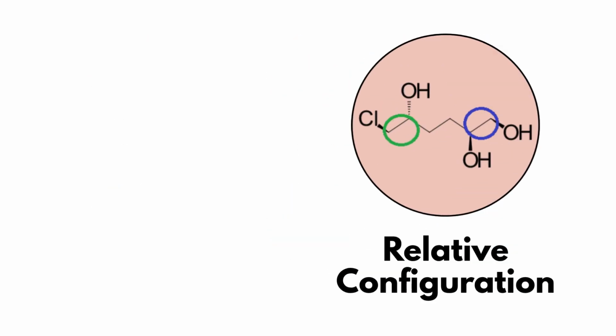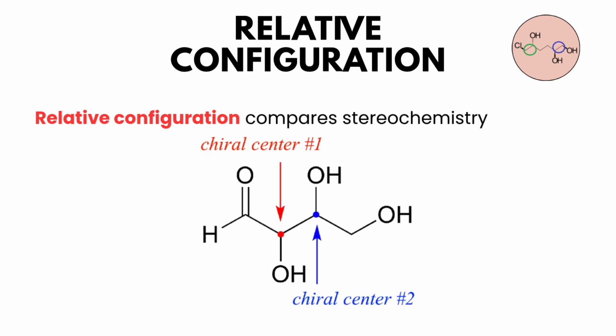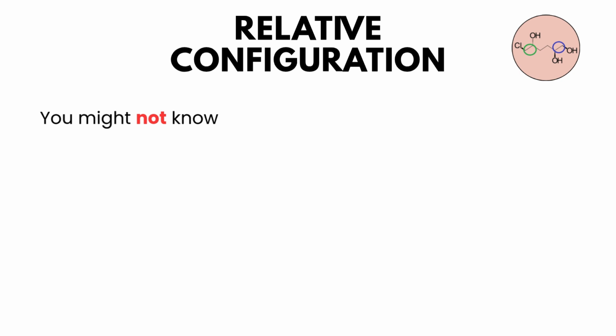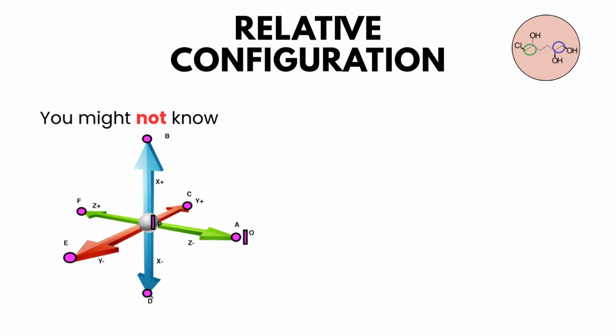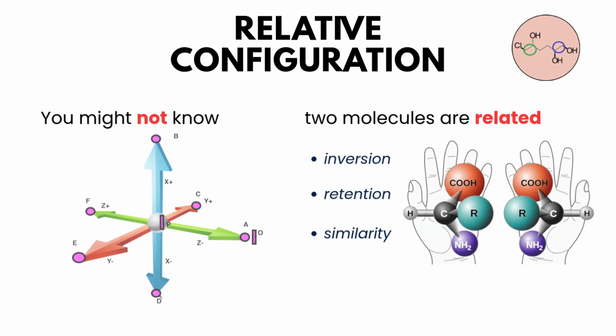Relative configuration. Relative configuration compares stereochemistry between chiral centers in the same molecule or against a known reference. You might not know the absolute 3D orientation yet, but you can still say whether 2 molecules are related by inversion, retention, or similarity at a chiral center.